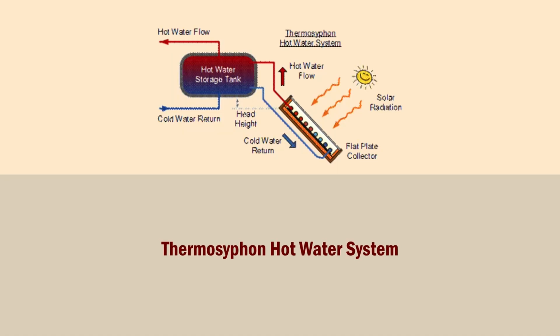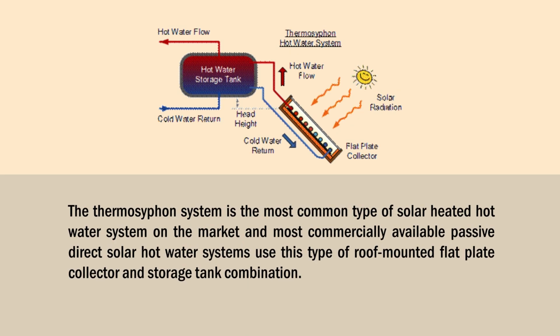Now, briefly we discuss the thermosiphon hot water system. So just go through this particular diagram. The thermosiphon system is the most common type of solar heated water system on the market, and most commercially available passive direct solar water systems use this type of roof mounted flat plate collector and storage tank combination. However, care must be taken when installing such a system.